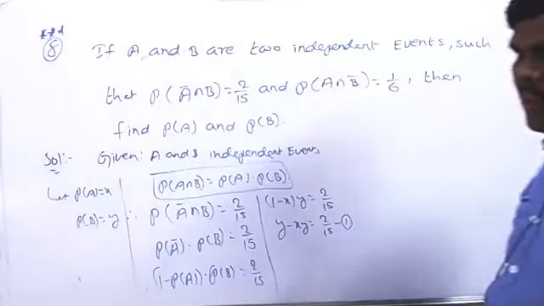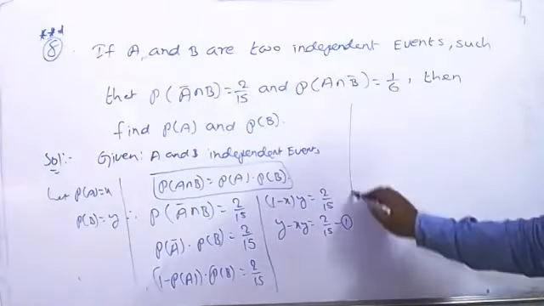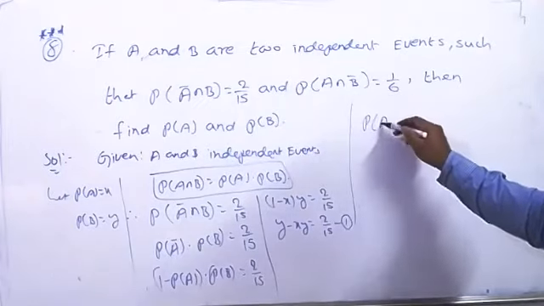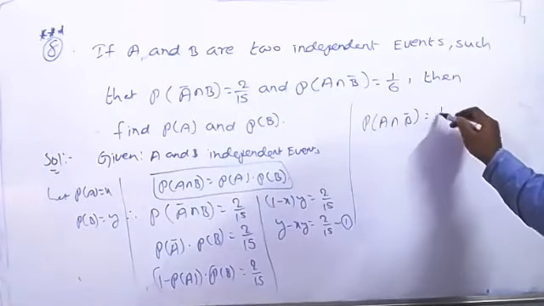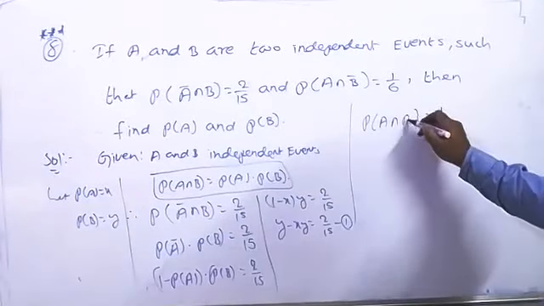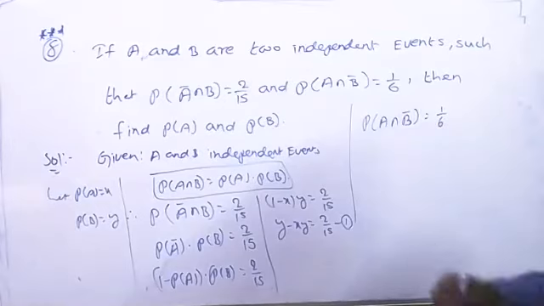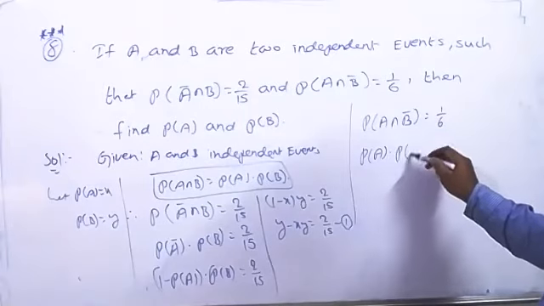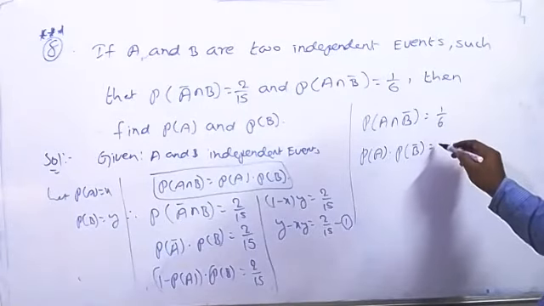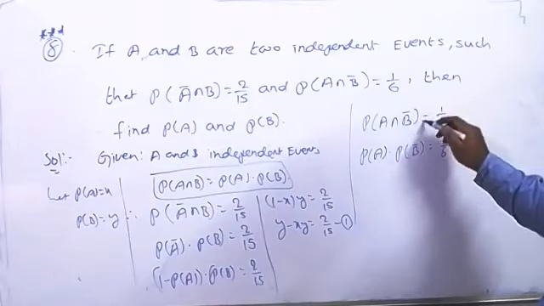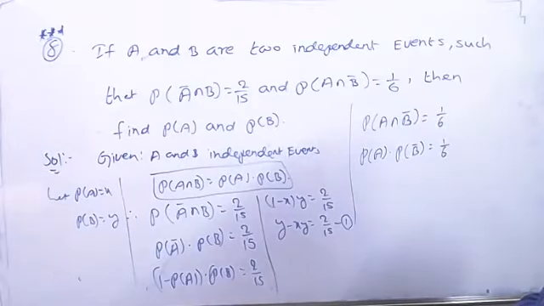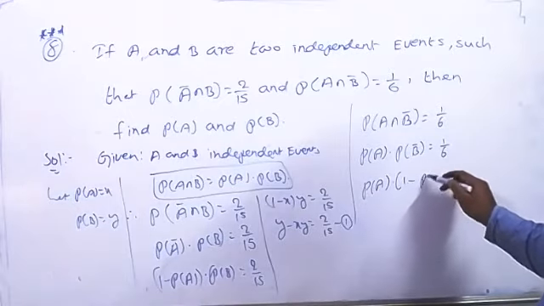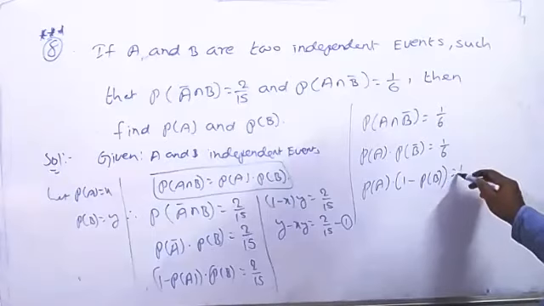Similarly, take the second condition. What is that? Probability of A intersection not B is equal to 1 by 6. Again, A and B are independent events, so what can you write? Probability of A into probability of not B is equal to 1 by 6. And probability of A stays as it is, because we need to find that only. This is 1 minus the probability of B is equal to 1 by 6.